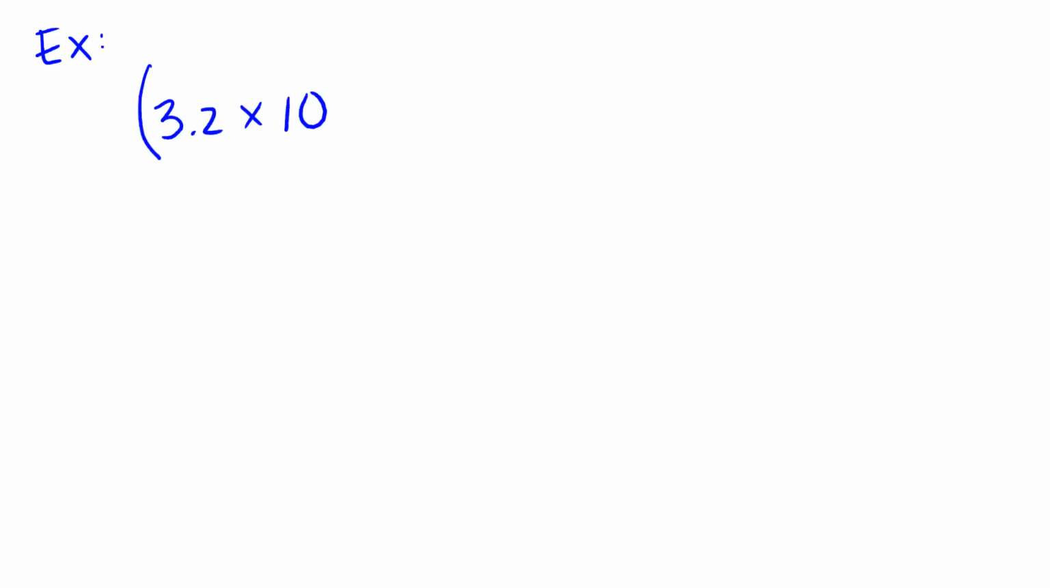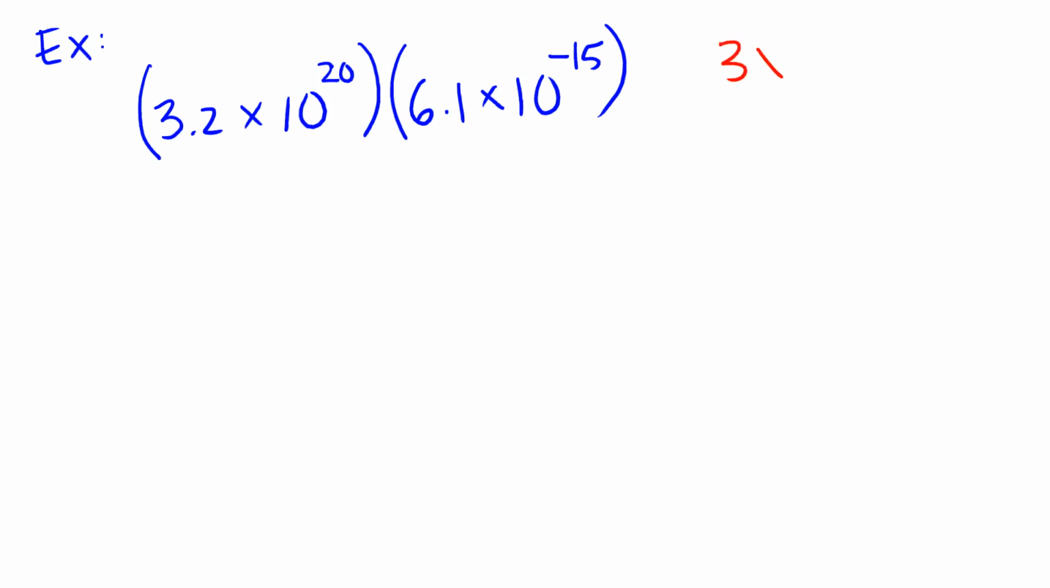3.2 times 10 to the positive 20, times 6.1 times 10 to the negative 15. So we're going to deal with these just like our 10 to the powers were actually x to the power. So I'm just going to quickly write beside this. This is like if we had 3x to the 20 times 6x to the negative 15.